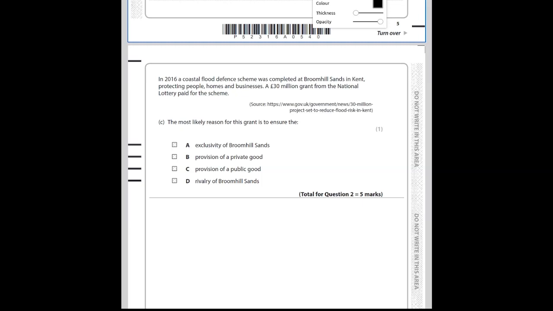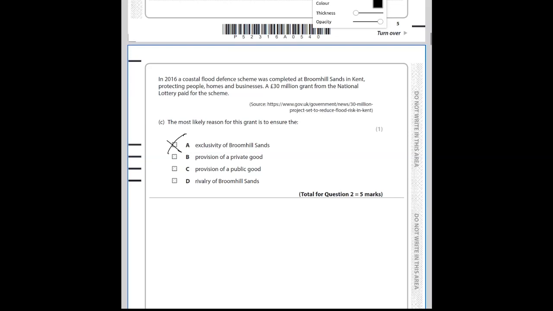A £30 million grant from the National Lottery paid for the scheme. The most likely reason for this grant is to ensure it's a coastal defense scheme. So the exclusivity of Broomhill Sands, probably not. There's no reason why this is necessarily making Broomhill Sands exclusive. It might be making it more desirable, but it's not preventing people from accessing it.